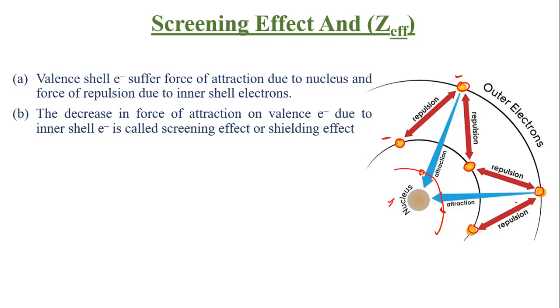Because of the repulsion between the outermost shell and the inner shells, that is the shielding effect. It decreases the force of attraction. And as the force of attraction decreases, it is easy to remove this electron. Clear?